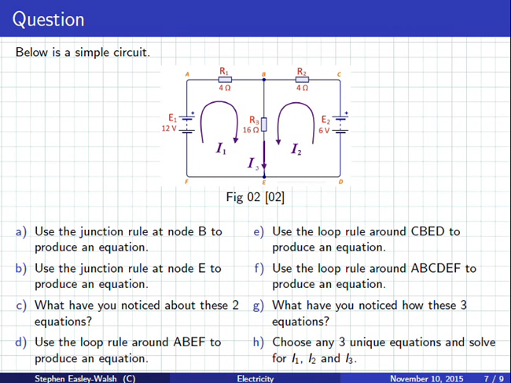Wait, let me write it down. 10 minus 2I1 plus 5. No, just 5. The voltage is 5. Okay. Which way are you going? Left or right? Choose. I will choose resistance. Okay, go left then.